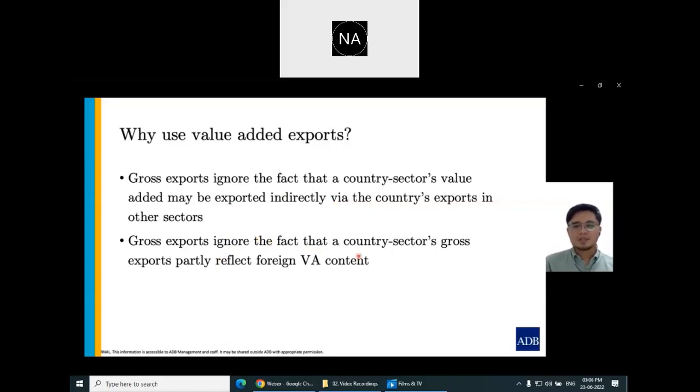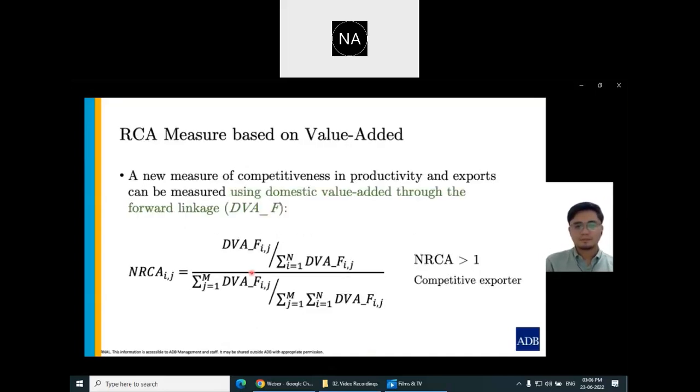Gross exports ignore the fact also that a country sector's gross exports partly reflect foreign value-added content. A conceptually correct measure for this should exclude foreign value-added content.